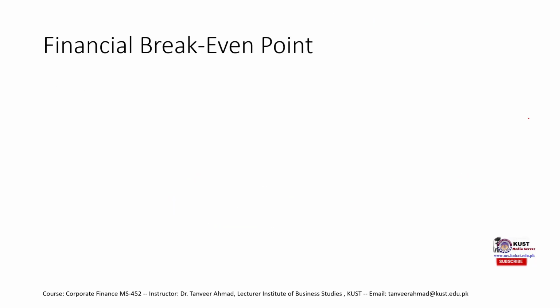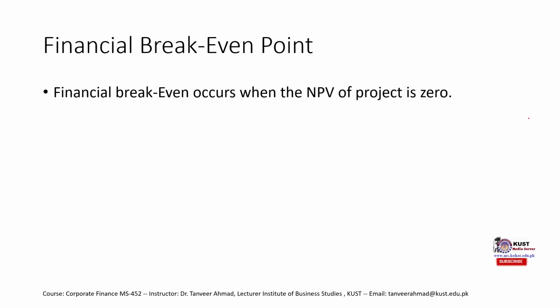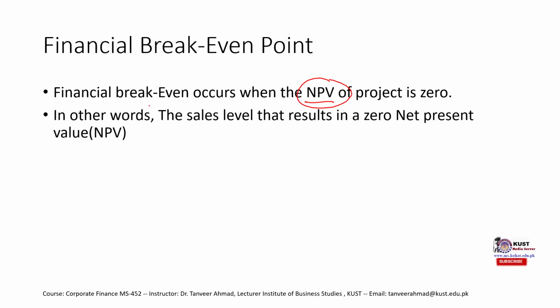Lastly, and the most important, is the financial break-even analysis. This financial break-even analysis tells us the quantity of sales at which NPV would be 0. And remember, financial managers are mostly interested in NPV, the net present value, rather than just the net income. So we need to find out the quantity of sales at which NPV would become 0. In other words, the sales level that would result in 0 NPV. That's why, if you remember, I called it NPV break-even.